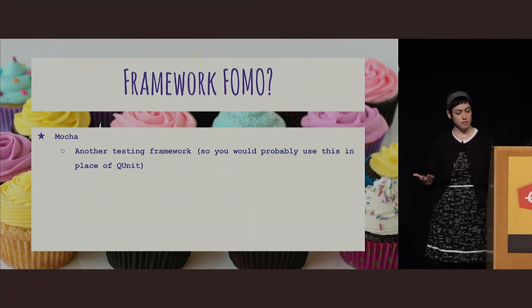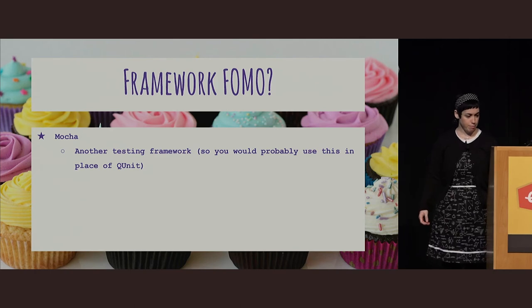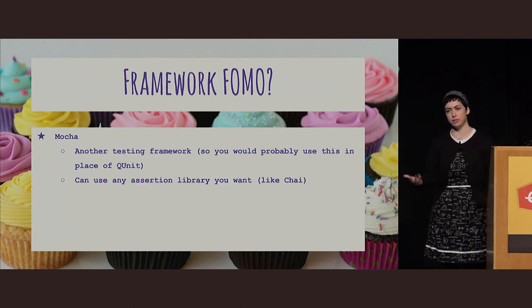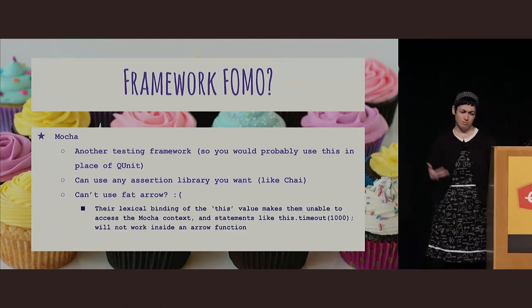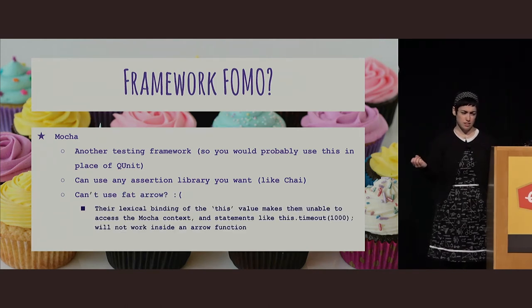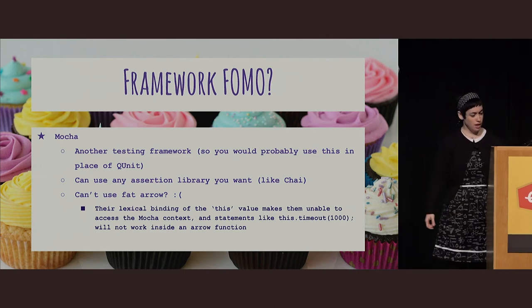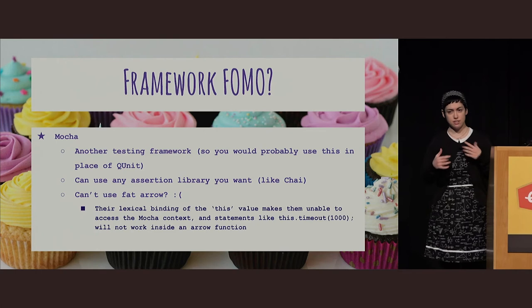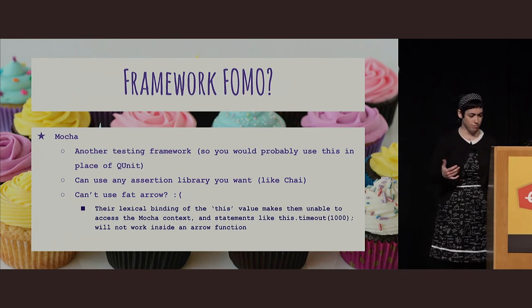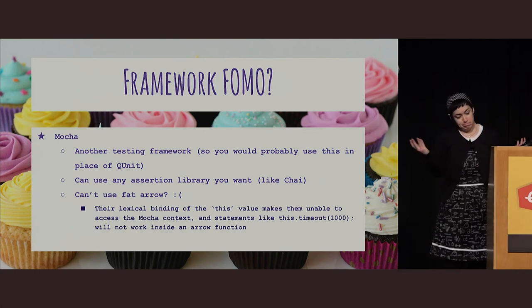However, there's Mocha, which is another testing framework, so you would probably use this in place of Qunit. You can use any assertion library, so if you really like Chai, you can always just use Mocha instead of Qunit. I read that you can't use the ES6 fat arrow syntax. I don't know if that's true, but it seems weird. Apparently the reason is that their lexical binding of the this value makes them unable to access the Mocha context. So statements like this.timeout(1000) won't work inside an arrow function.